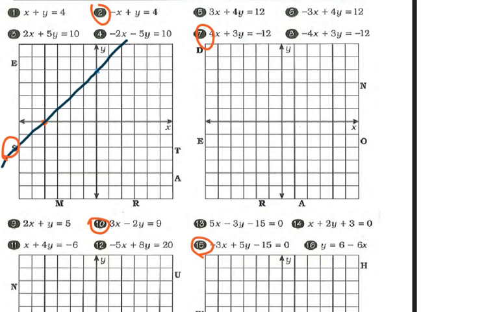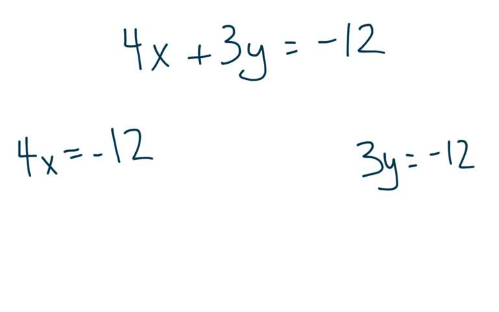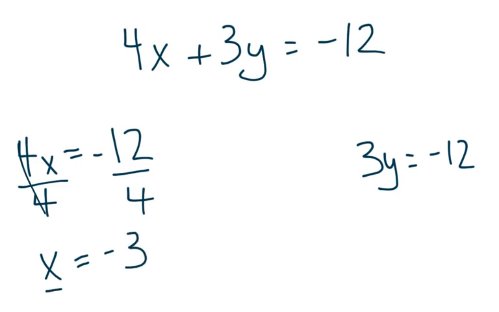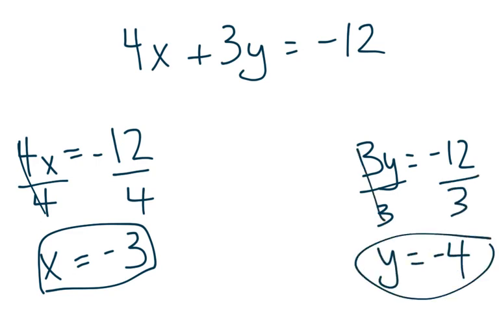Let's look at number 7. Alright, so we have 2 equations. We have 4x equals negative 12. Clean that up. And then we have 3y equals negative 12. Well, these are just one-step equations, so we're going to solve. x is being multiplied by 4, so we're going to divide by 4. And negative 12 divided by 4 is negative 3. Then we're going to divide by 3 over here, and we get negative 4.